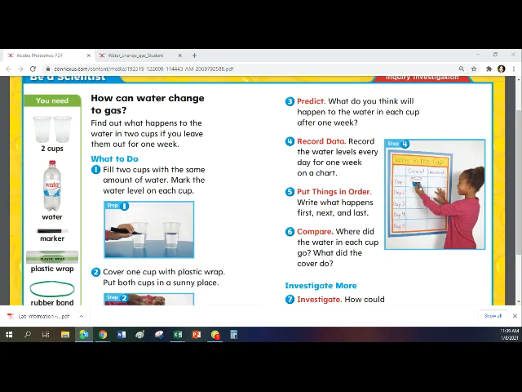So let's look at the information we were given to start our lab. How can water change to gas? You're going to find out what happens to the water in 2 cups if you leave them out for 1 week. So, if you haven't done your lab yet, this is what you should do. Number 1, fill 2 cups with the same amount of water. So you want an equal amount of water in each cup. Mark the water level on each cup with a marker. So you're going to want to use a clear plastic cup that it's okay for you to write on. So make a straight line across the height of the water on each cup.